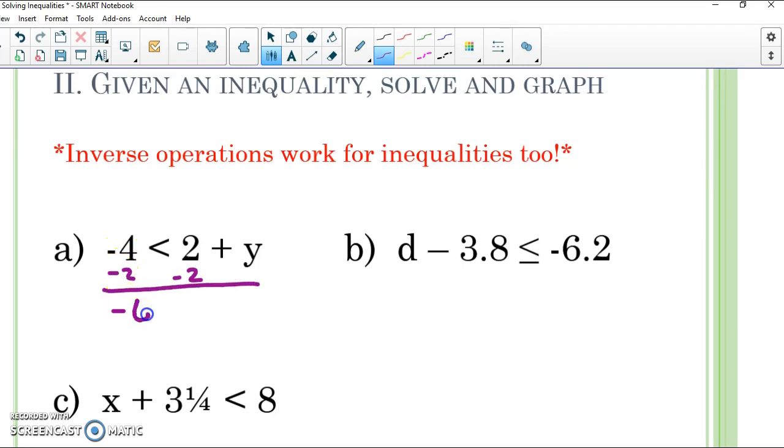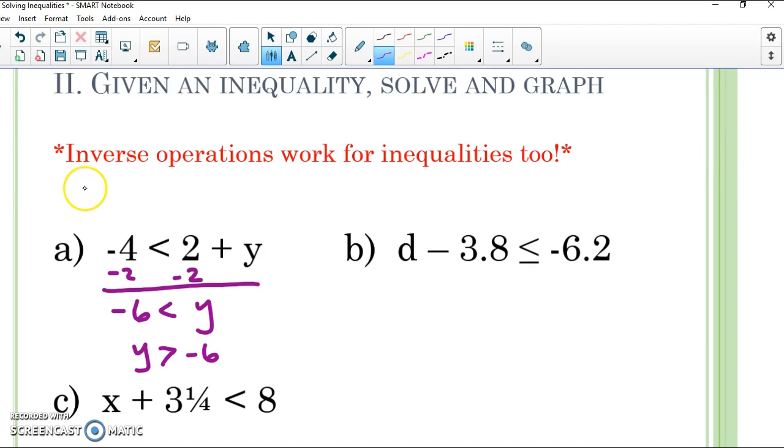-4 minus 2 is -6. 2 and -2 are inverses, so those cancel to 0, so all I'm left with is y. So now notice this is written in the opposite order, but look at the part of the sign that is facing the variable. So this could be rewritten as y is greater than -6 because the greater part of the sign is touching the y.